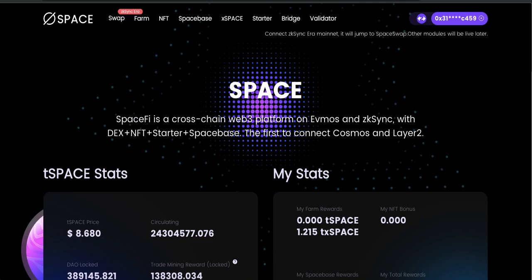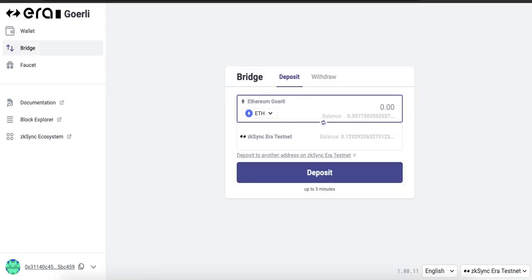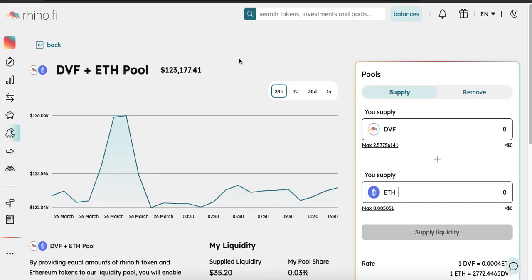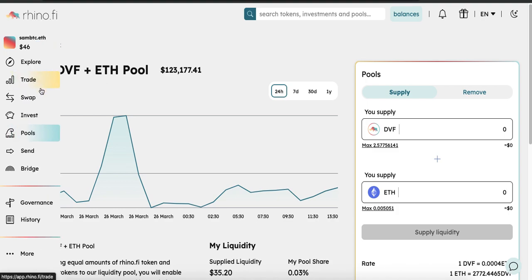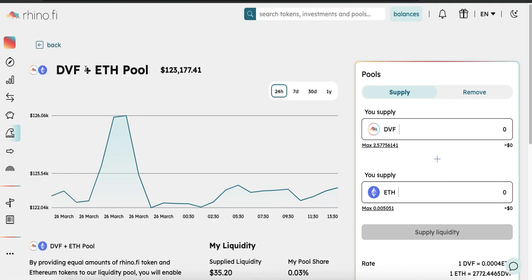The next site which I would recommend you interact with is called Rhino. Rhino Fi is an app which has already launched its native token called DVF, and I already did some transactions, trading as well as creating a pool of DVF and ETH. And I think what Rhino Fi is promoting as its key benefit is that the reward ratio and the staking returns are quite high. So these are the two portals which you should definitely try out.